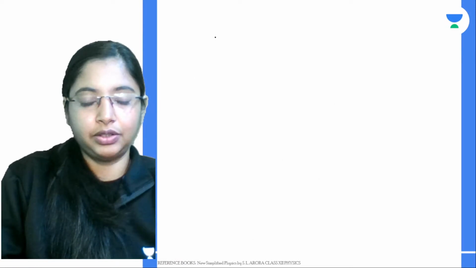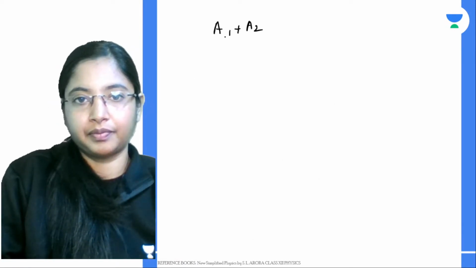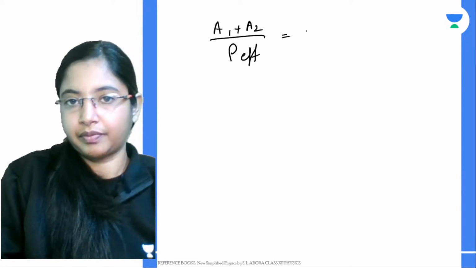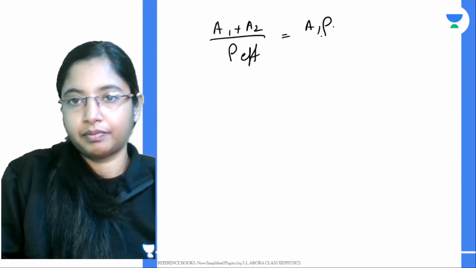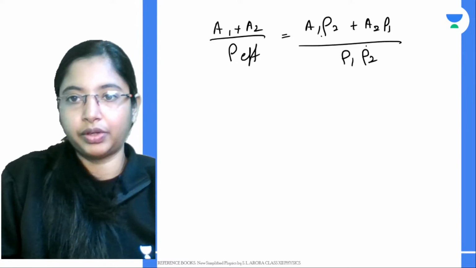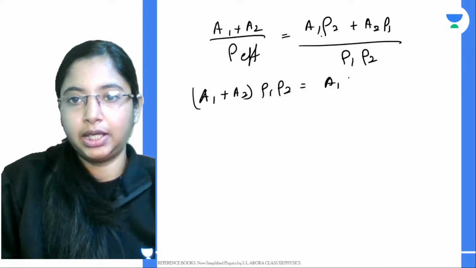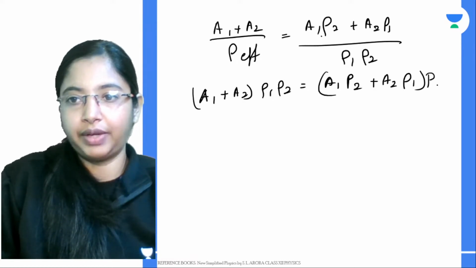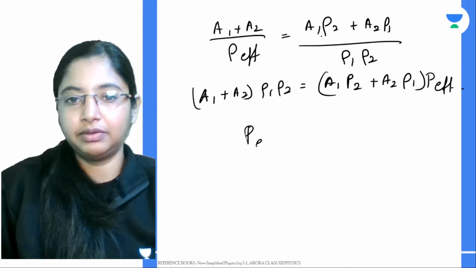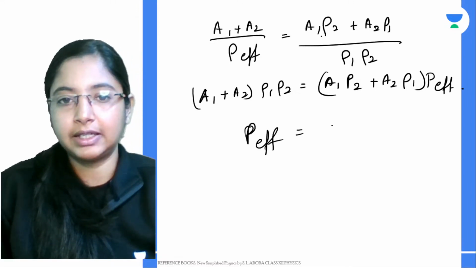So in this case you have row 1 by row 1 row 2, right? Let's do this. A1 plus A2 into row 1 row 2 will be equal to A1 row 2 plus A2 row 1 into effective resistance, right? So effective resistivity in this case will be what?